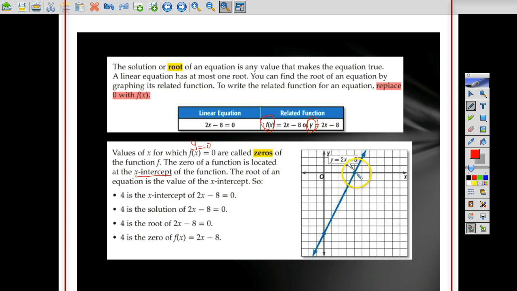So here you have a line going through 1, 2, 3, 4. This is 4. So in other words, 4 is the x-intercept of this. 4 is also called the solution of this. It's also the root of this, the zero of the function f of x equals 2x minus 8. So you see these are all different ways of saying it: x-intercept, the solution, the root, the zero of. They're all talking about the same point right here.